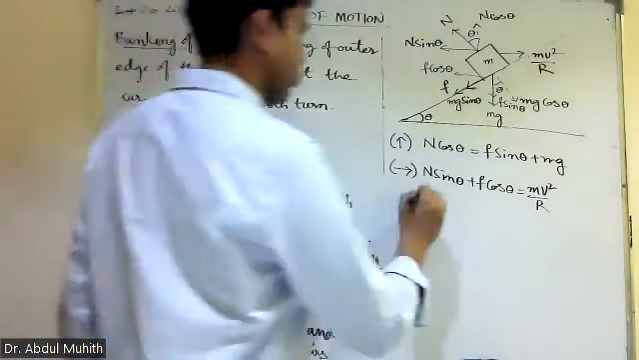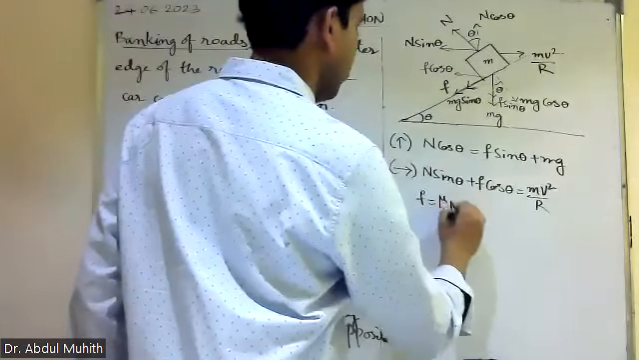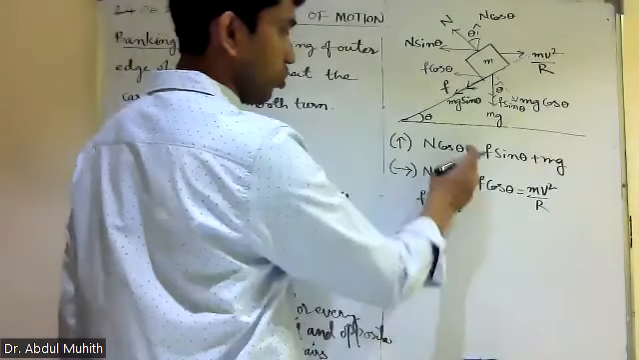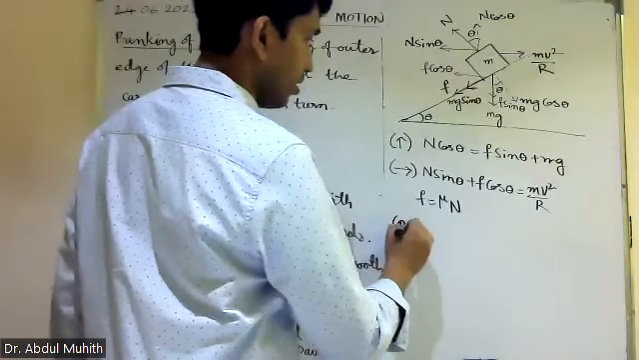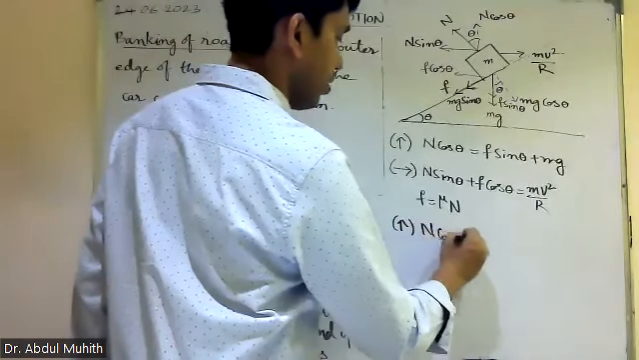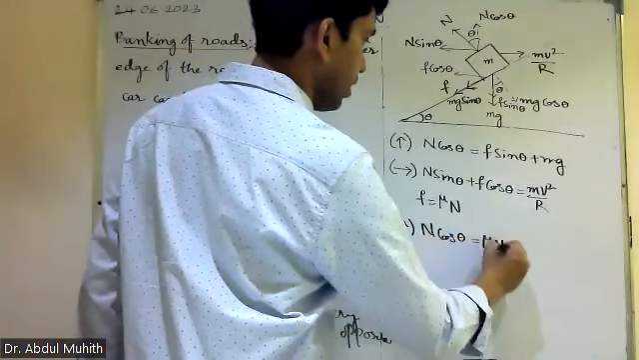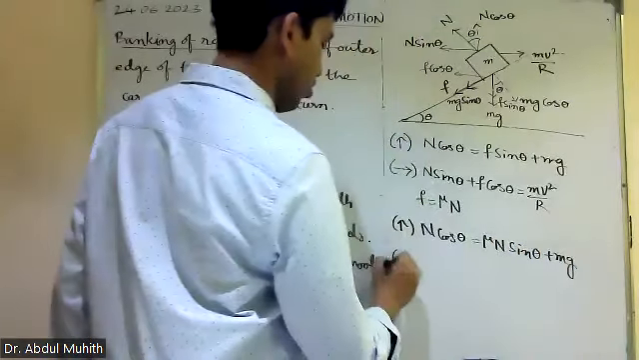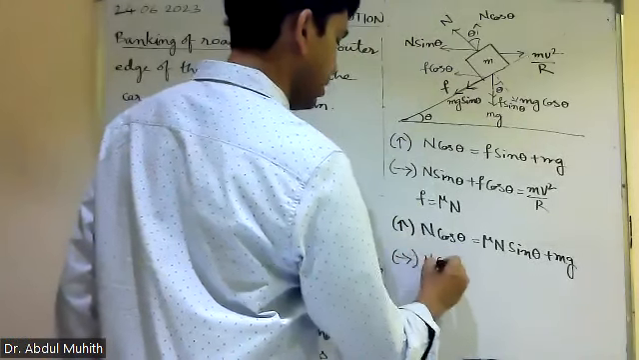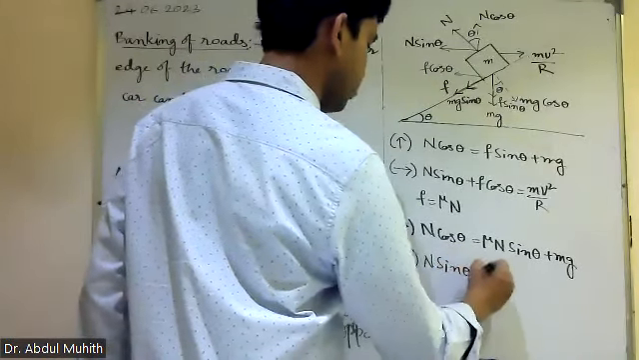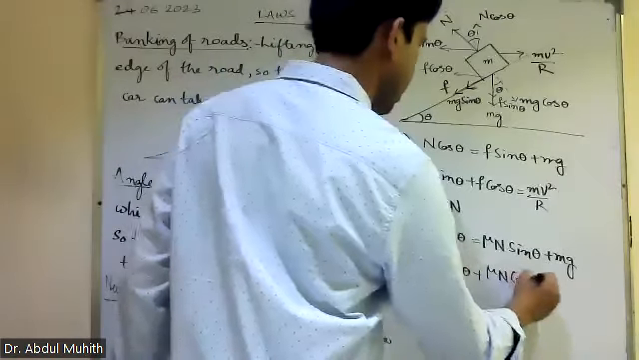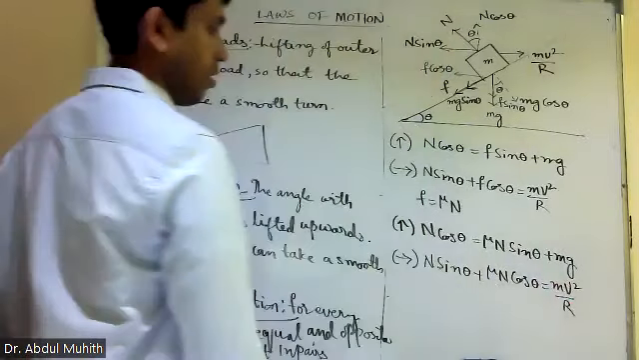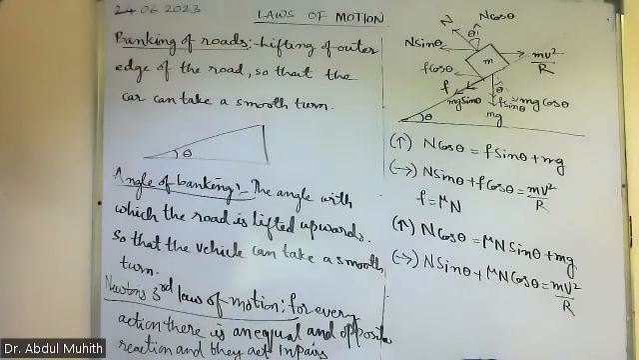And here f is equal to what? F is equal to mu times n, the frictional force, as you already know. Now we are going to substitute this value in both the equations. So once again, we write n cos theta equal to mu times n sin theta plus mg. And in the horizontal direction, n sin theta plus mu times n cos theta equal to mv square by r.